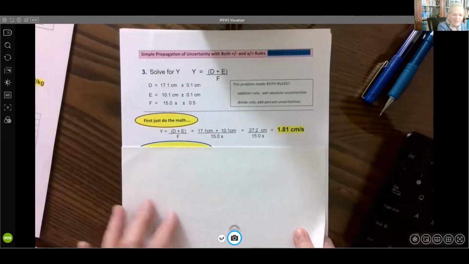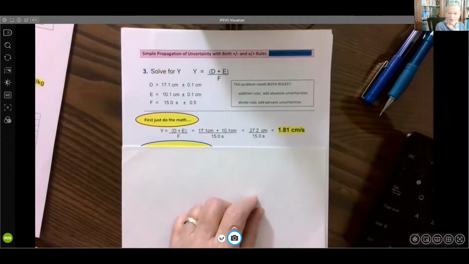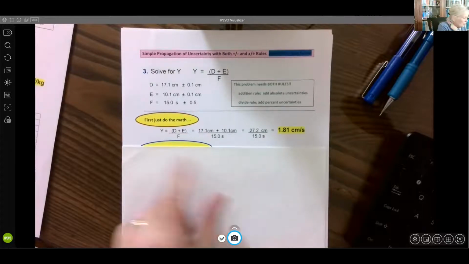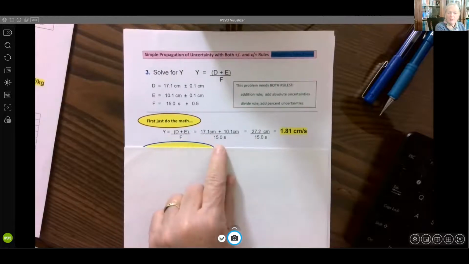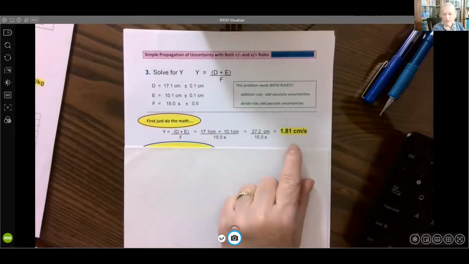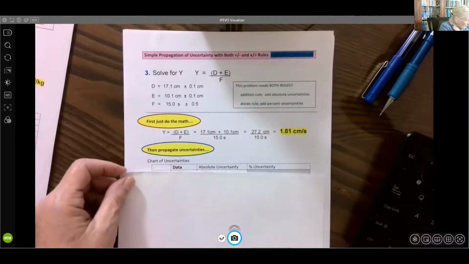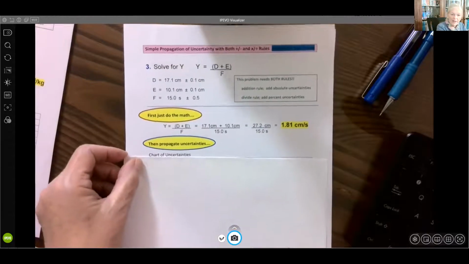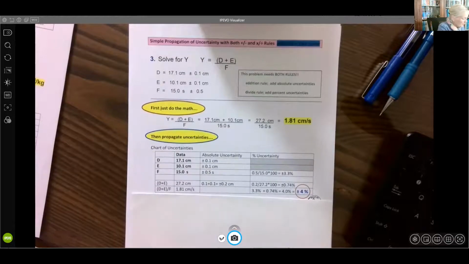I emphasize that first, forget about propagation of uncertainty or propagation of error. You just do the math, write the equation, substitute in the numbers with units, and give me the answer to correct sig figs with units. Only after doing that do you propagate the uncertainties. Now let's look at this grid.